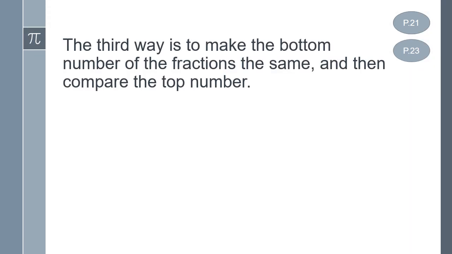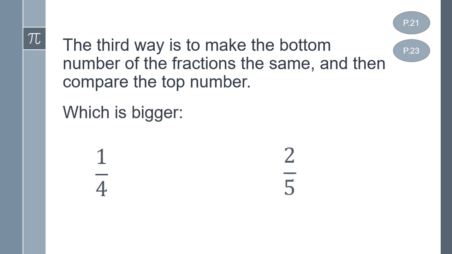The third way is to make the bottom number of the fraction the same and then compare the top number. So this is a method that you can use for pages 21 and 23 of the booklet. So which is bigger? 1/4 or 2/5? We're going to use this third way to compare these fractions.